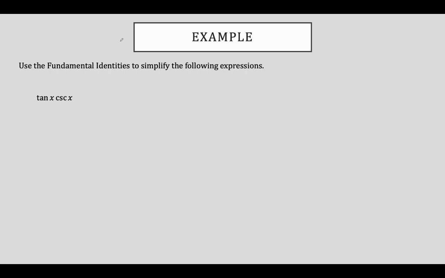Use the fundamental identities to simplify the following expression. So we're going to try to simplify, in this case, the tangent of x times the cosecant of x. And when you read the word simplify, that means we're going to try to get some things to cancel out. And we want to use those fundamental identities that we just talked about. So we need to think critically. How can we rewrite some portions of this expression to get things to simplify?